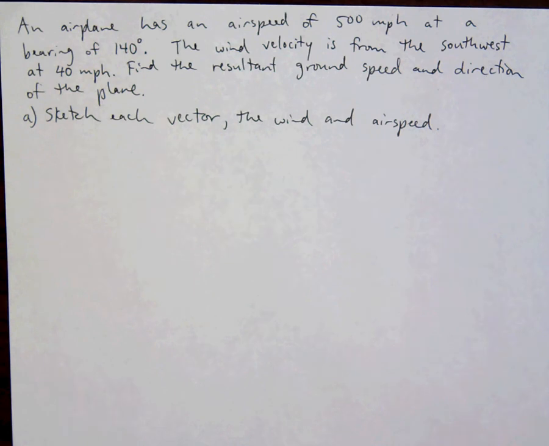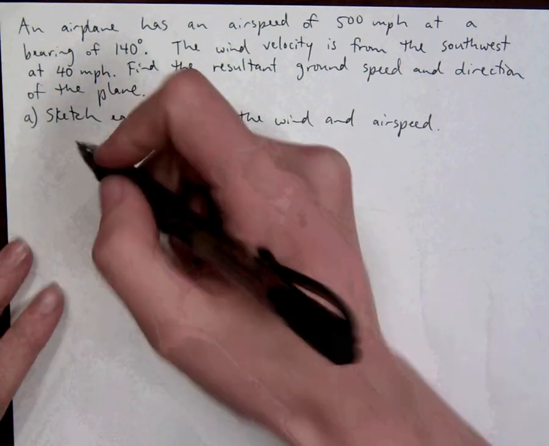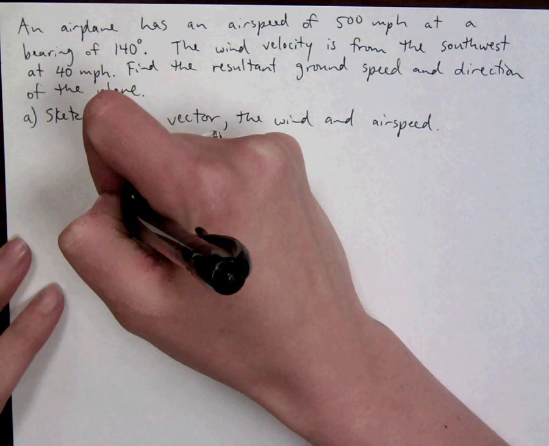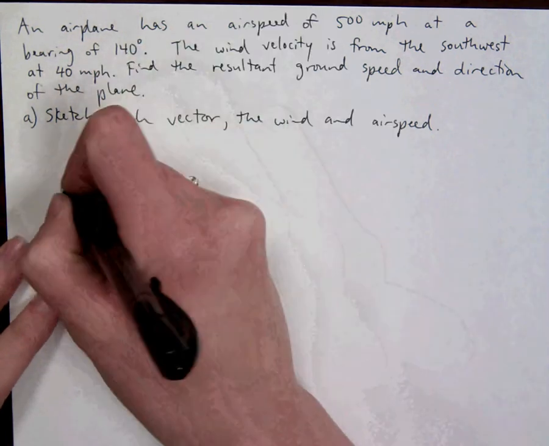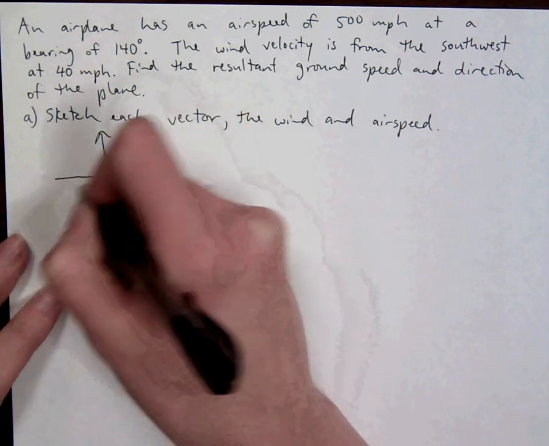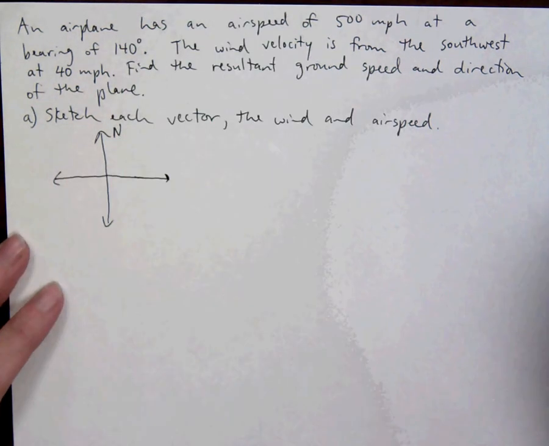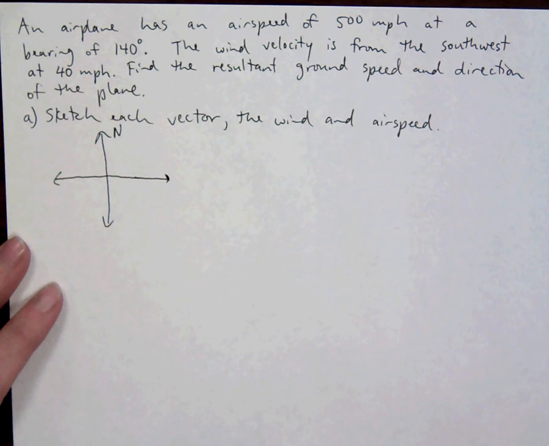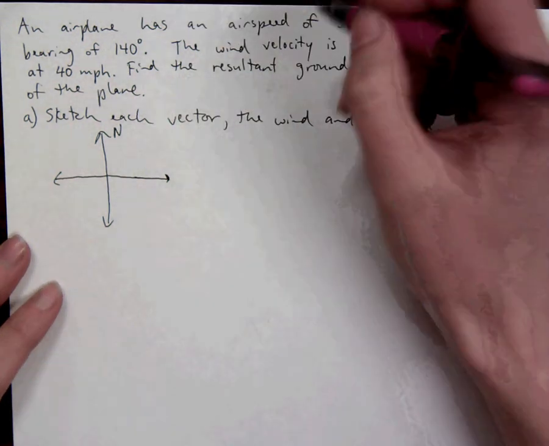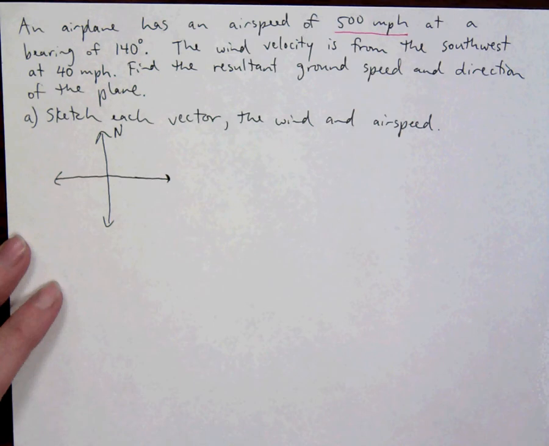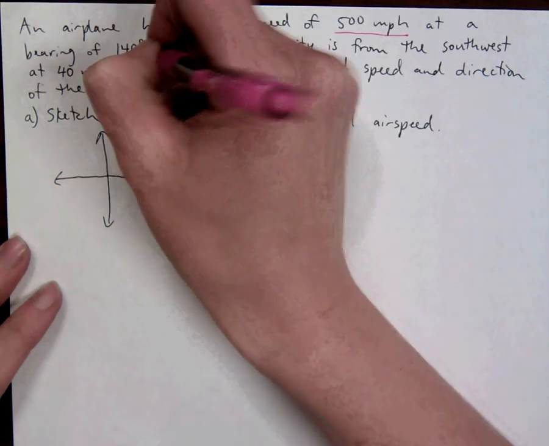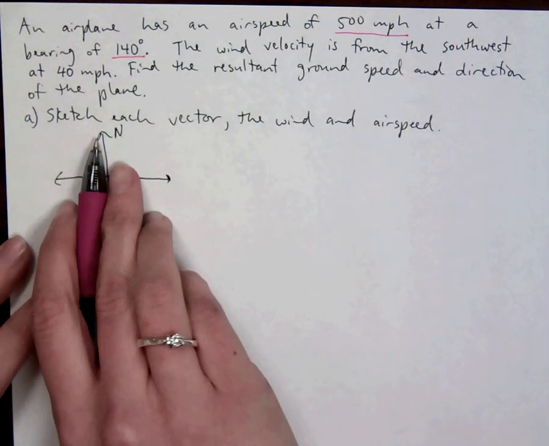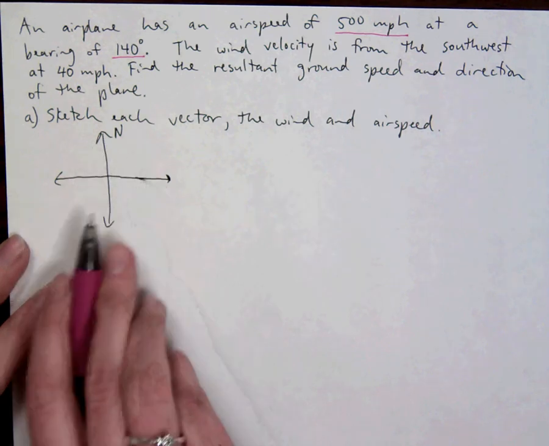So first thing they want us to do is sketch each vector, the wind and airspeed. I'm going to draw a picture of the whole thing first, actually, to help myself out, too. So I'm going to go ahead and draw in north, south, east, and west. There's north, so the airplane, let's go with pink here for the airplane. It has an airspeed of 500 miles per hour at a bearing of 140. So remember, bearings from north, opening clockwise this time.